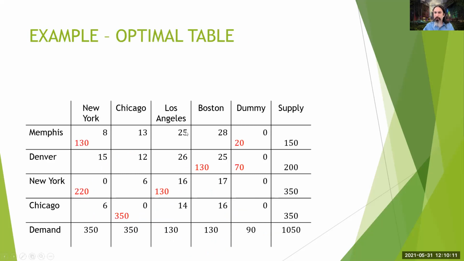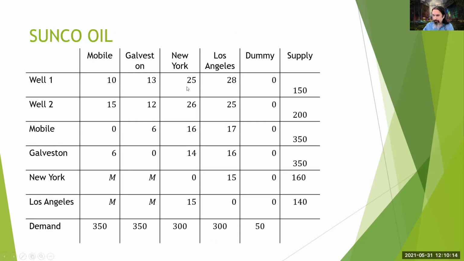Now, for example, we have another example over here. This is a Sunco Oil example. In this oil example, let's take a look. These are our supply points. These are our demand points. Now, well 1, well 2, there are 2 wells. And there is a Mobile point, Galveston point, New York point, Los Angeles point. So there are 4 transshipment points. They also have demands as well.